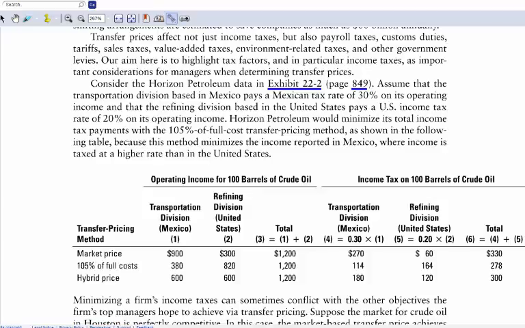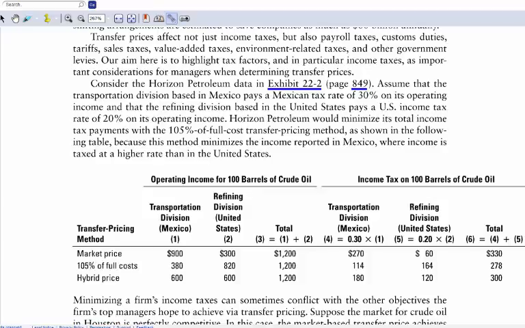So you have got to be able to understand that concept and apply it. Again, wherever the tax rate is the lowest, you want the highest profit so that you're paying the lowest amount in tax.